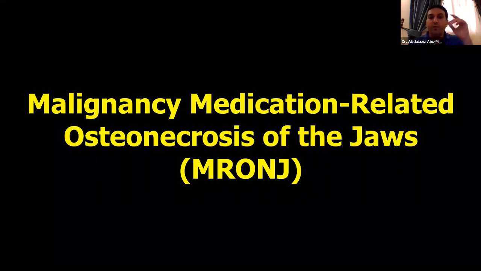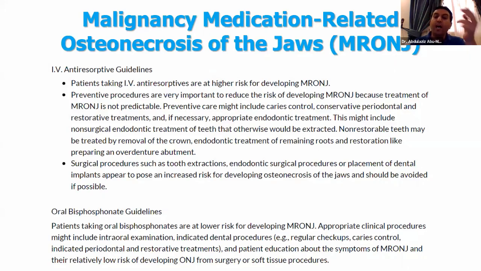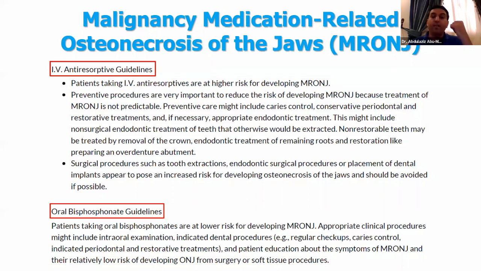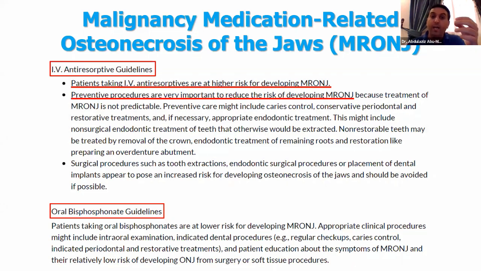We may need to focus on only two things: the route, or the way this patient is taking the medication. If he's taking it IV, or if he's taking it orally. If he's taking it IV, that's the worst one, because those patients have a higher risk of developing necrosis of the bone. Those patients also have a higher risk of developing those situations.